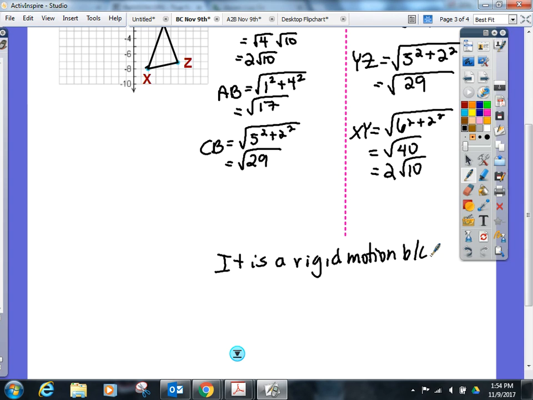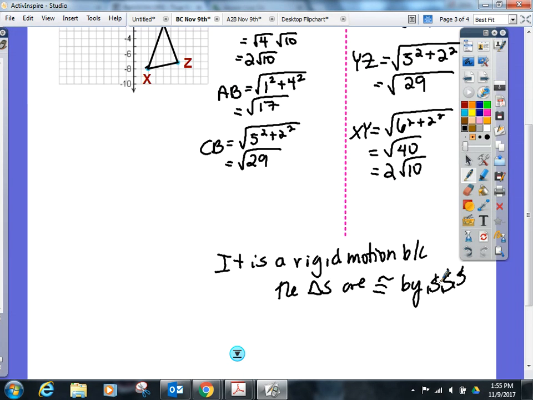How do I know it's a rigid motion? What makes a rigid motion? If the 2 triangles are? Okay, so it's a rigid motion because the triangles are congruent. Now you can pipe in, Jeff, by side, side, side. Got to have congruent figures to have a rigid motion.